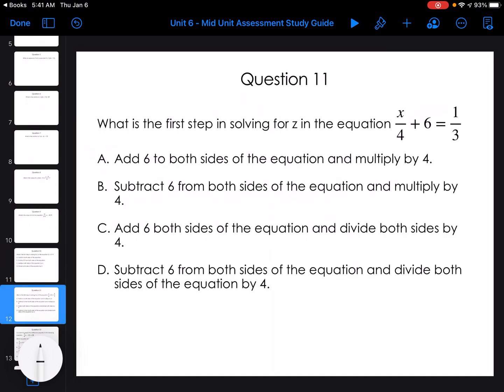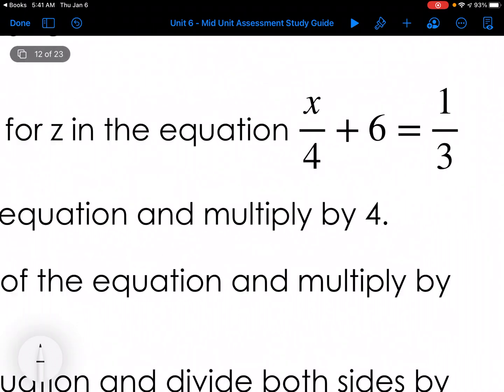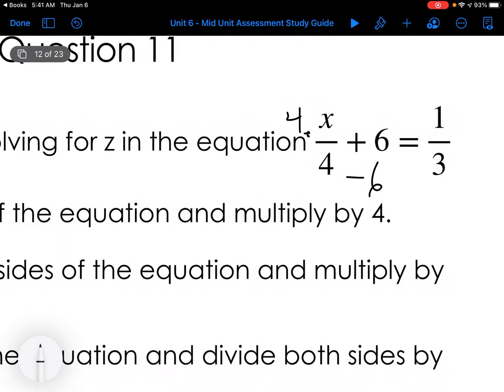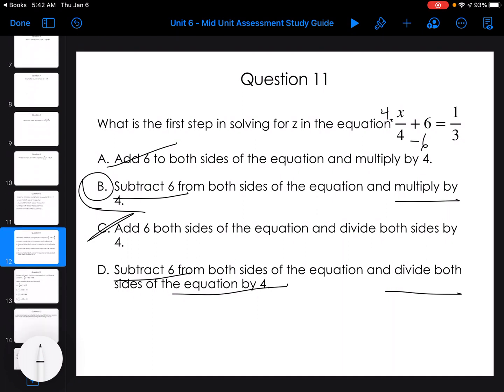What's the first step in solving for z? I have to get rid of the constant, so I'm going to subtract 6, and then I'm going to multiply by 4. So I'm not going to add 6. I'm going to subtract 6, and then multiply by 4 or divide by 4. I'm going to multiply by 4, so it's B.